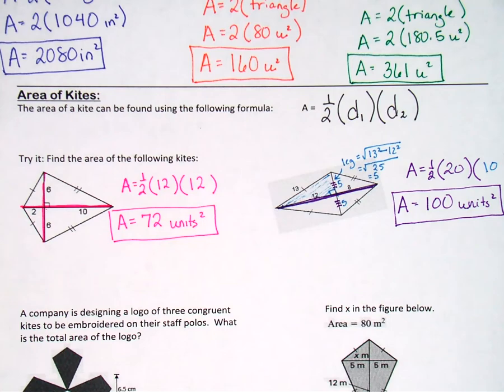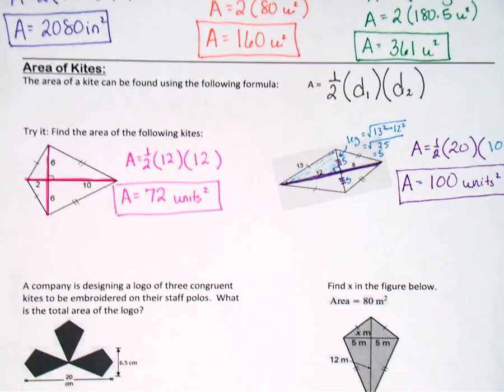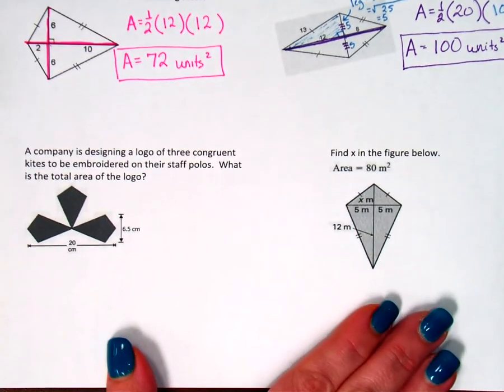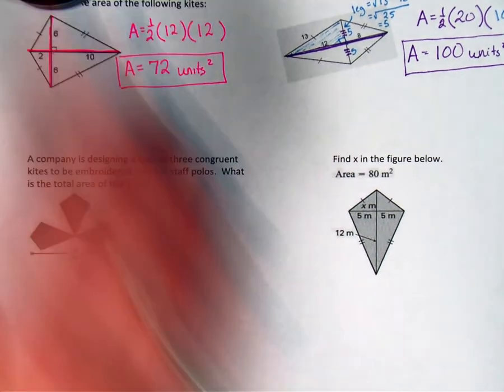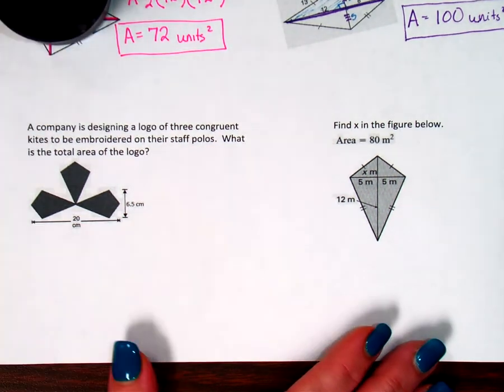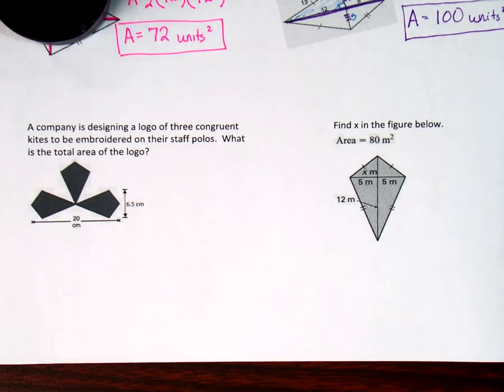We were cut off a little bit short on the last one due to an announcement that I had to go check on. So let's look at these last two problems. A company is designing a logo for 3 congruent kites to be embroidered on their staff polo. What is the total area of the logo?